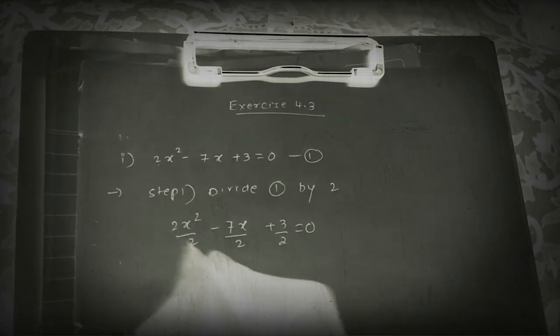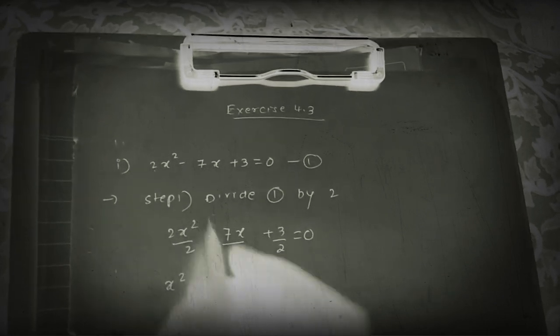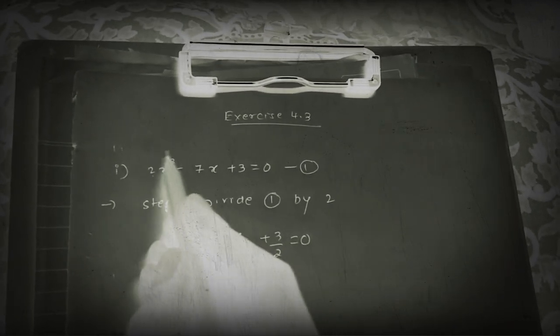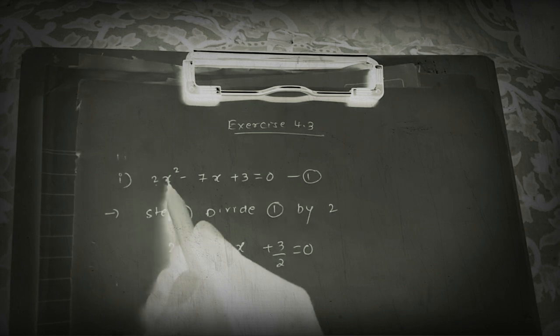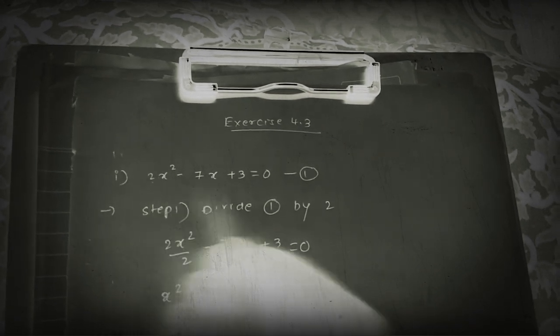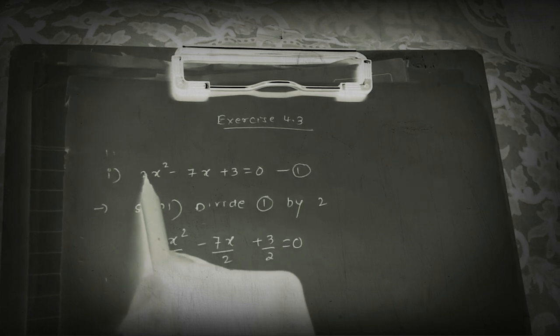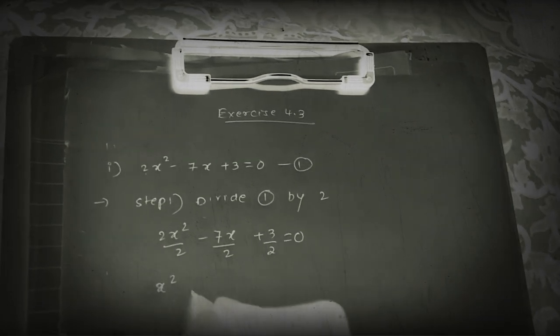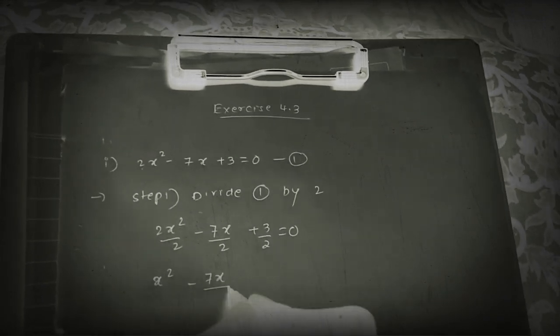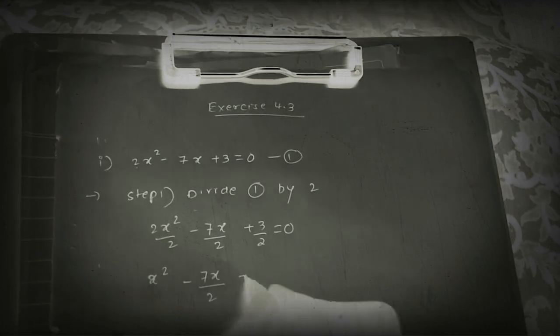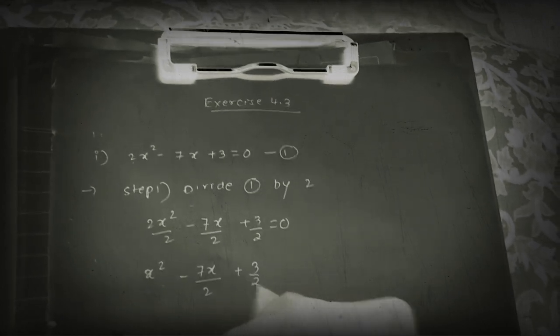So what will we get here? 2 will get cancelled. We have to make this term, x², free from its coefficient. So the coefficient will be 1 here. This 2, other than 1, that coefficient we have to make free. Minus 7x upon 2, and plus 3 by 2 equals 0. So this is the first step.